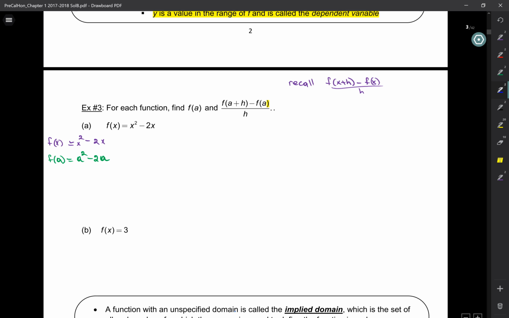Now, what's f of a plus h? A plus h squared minus 2 times a plus h. Let's take a look at that for a moment. I got carried away. We had f of x, and now we have f of a plus h. If you just take this left-hand side, x got replaced by a plus h. Wherever you see an x, you input a plus h. You're just going to substitute a plus h for all your x's.